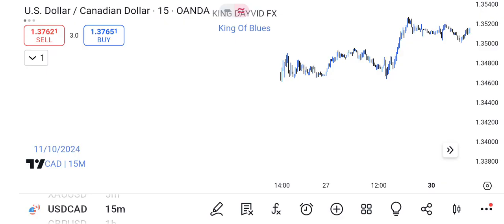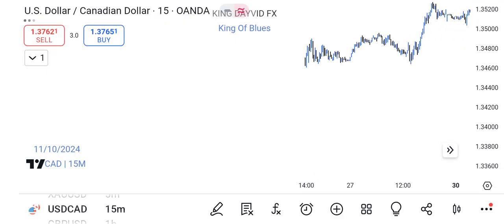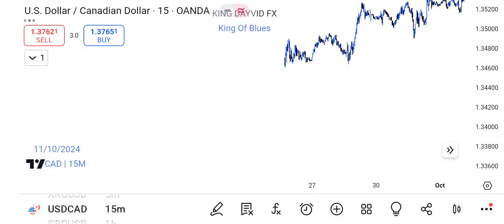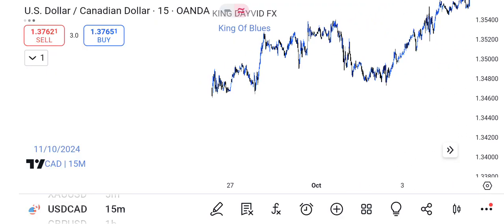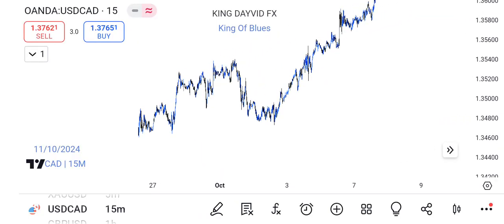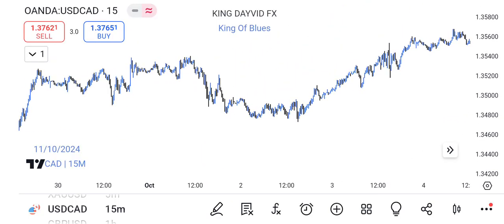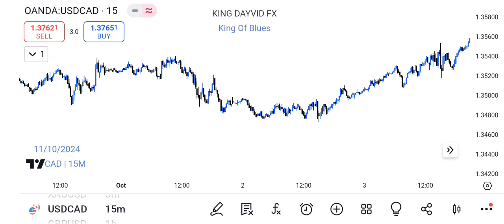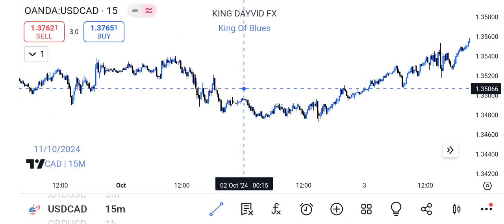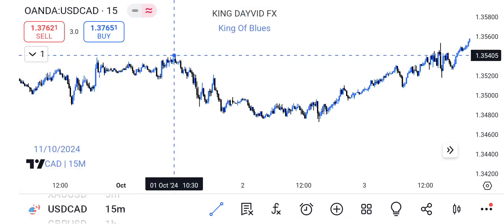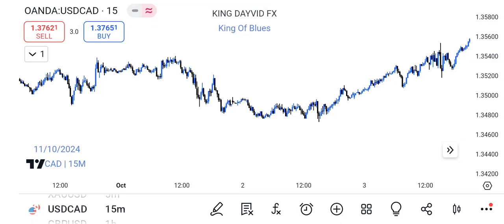The network is slowing us down, but the principle is basically the same. Very simple. All right, so this is clearly a downtrend. As you can see, this is clearly a downtrend right here. So that is all about market structure.